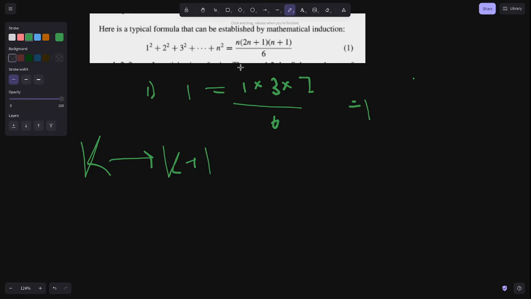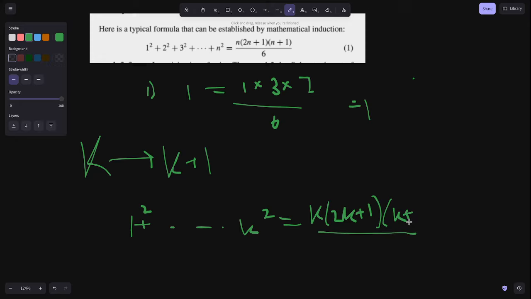So how can I talk about this? Maybe if k satisfies it, so let's say 1 squared plus 2 squared plus up to k squared is equal to k into k plus 1 into 2k plus 1, by 6. My handwriting, but please ignore it for today. You'll get good handwriting soon. Now we add k plus 1 whole squared to both sides.